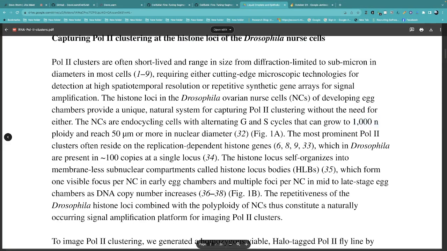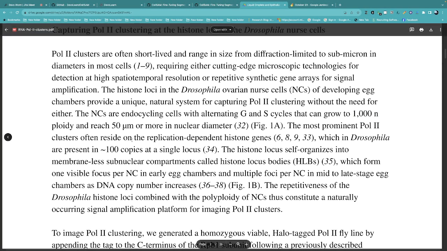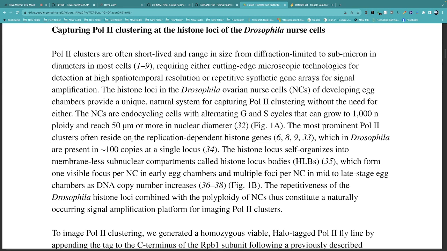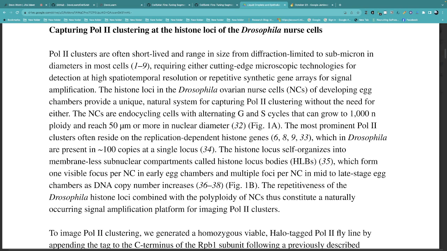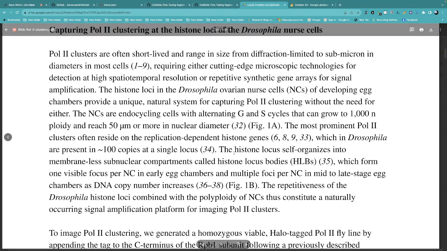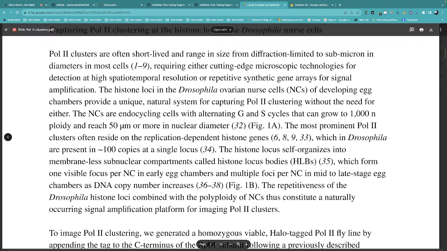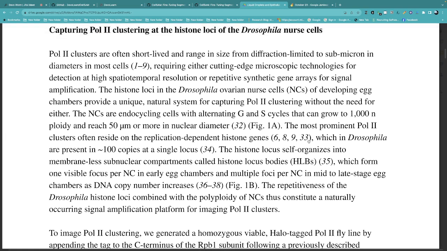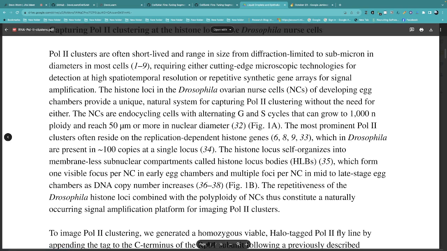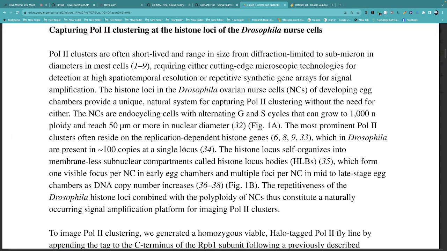So the most prominent Pol-II clusters often reside on the replication-dependent histone genes. Again, this is a model cell where you have a lot of ploidy and a huge nucleus, and these clusters are in the nucleus and involved in transcribing. The histone genes in Drosophila are present in around 100 copies at a single locus. So this is something that needs to be transcribed a lot in each nurse cell.